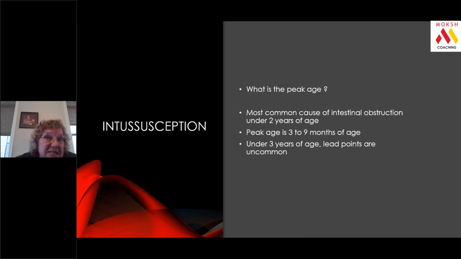The usual age you're going to see it is in our little kids, 3 to 9 months of age. And what happens is you've got the intestine like this, and we think that in the kids under 2, they get a viral infection, and one of their little lymph nodes in the intestine gets swollen and serves as a lead point. And what happens is they telescope. So their intestine telescopes on each other. So it slides like this.